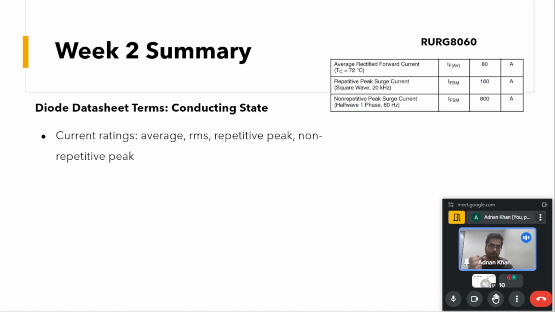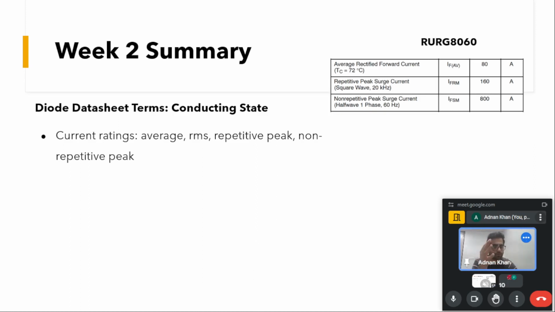And there will be some other data given, which is some non-repetitive peak current that can flow through our device. For this diode, the average current that can flow is around 80 amps at 72 degrees. But for the same device, we have a repetitive current like a square wave of 20 kilohertz. At 20 kilohertz frequency, we can go up to a current of 160 amps. Still our device won't get damaged.